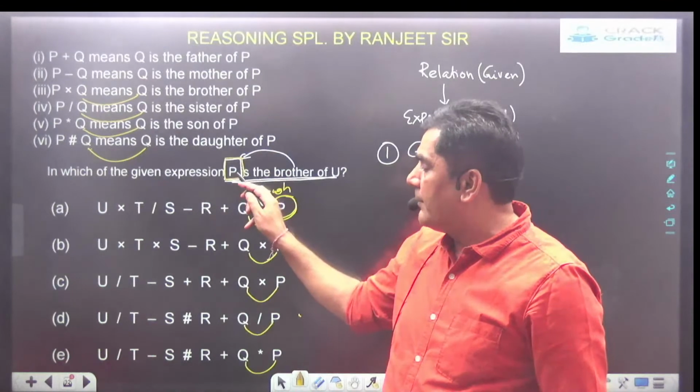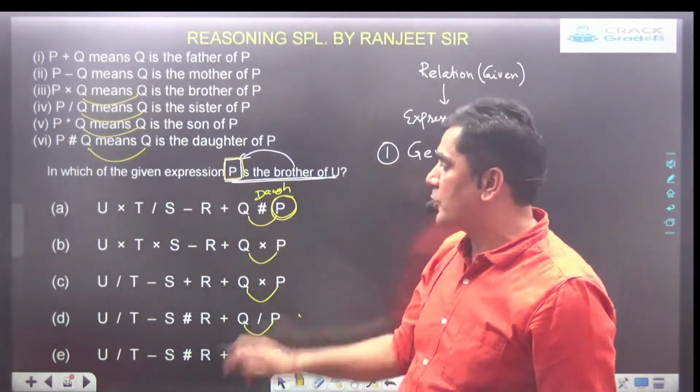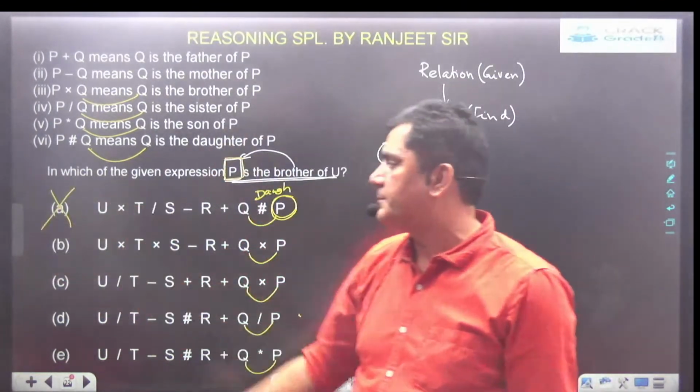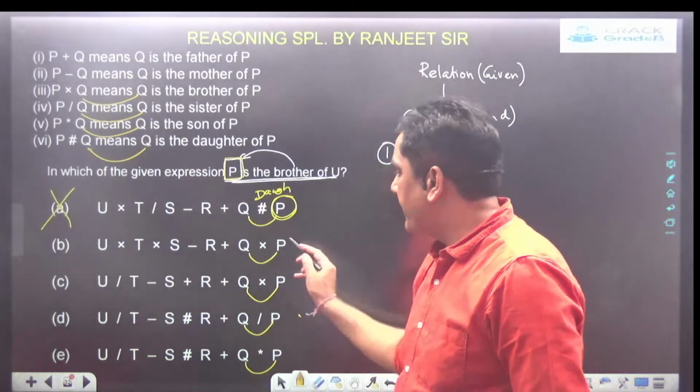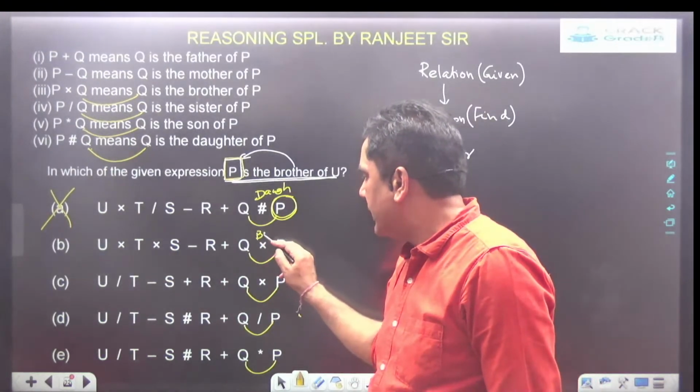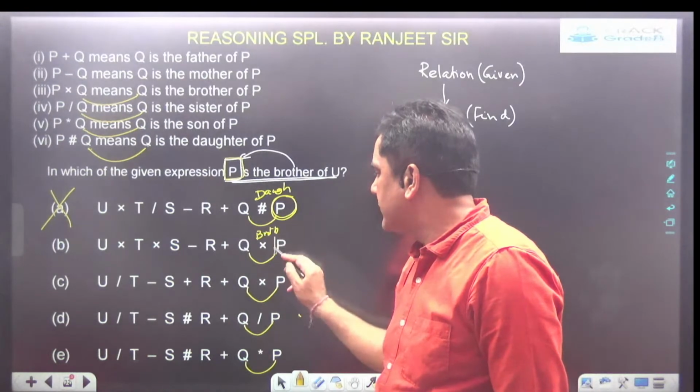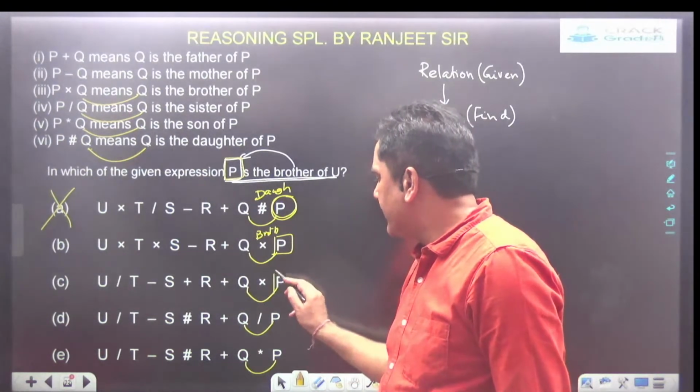Now here in the problem I am looking for P to be male. Here P comes out to be female. So A can't be the answer. Second one, I will say P is the brother of Q. Brother means male. So this can be. Next one, P is the brother of Q, can be.